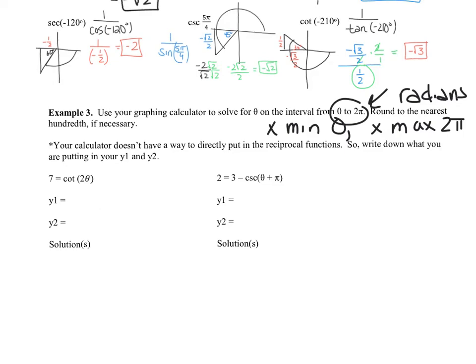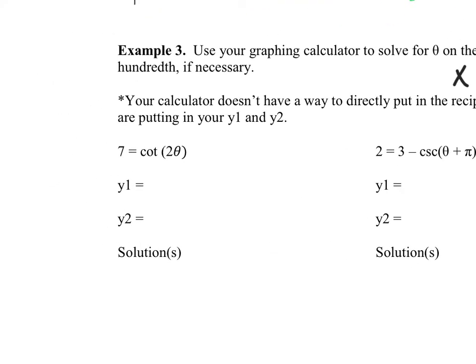So for the first one, I'm going to put y1 is 7, and then y2 I'm going to write as 1 over the tangent of 2 theta. Now, depending on your calculator, I would just put this whole thing in my denominator. I'd put the whole denominator in parentheses. So I'm going to pause it and then write the solutions right here.